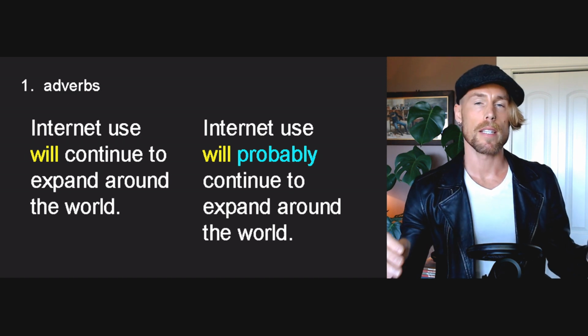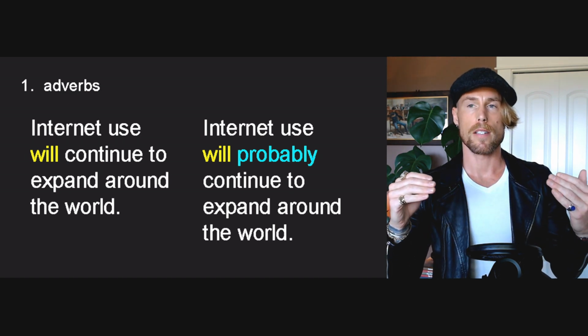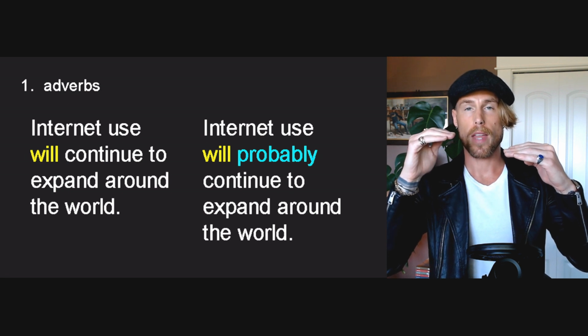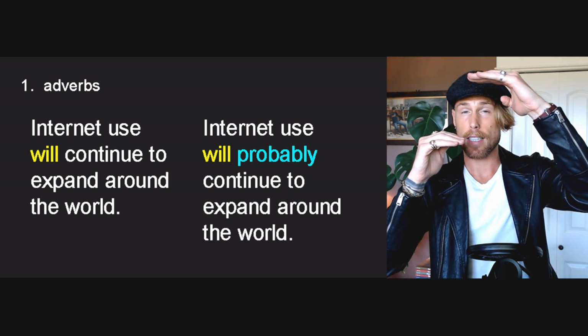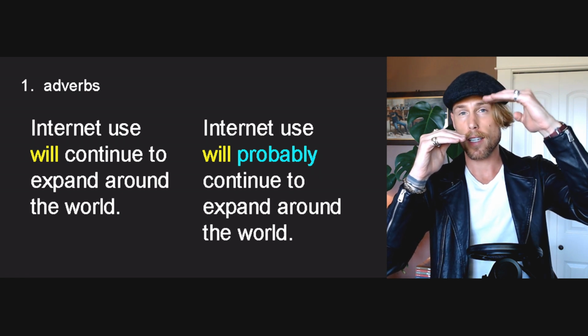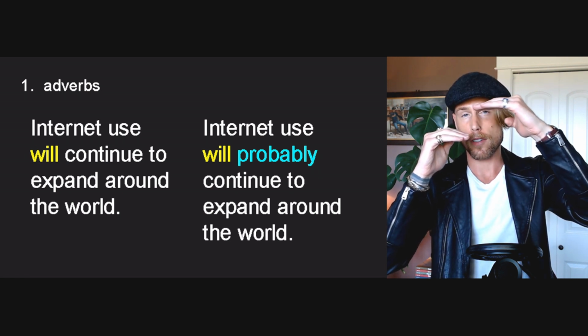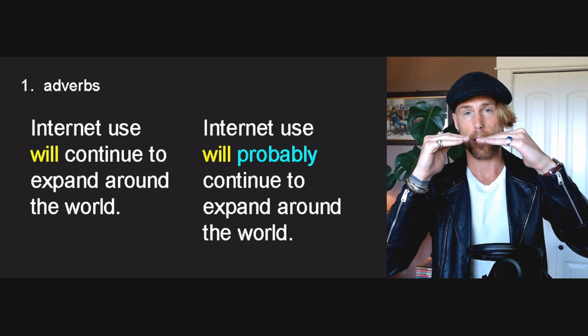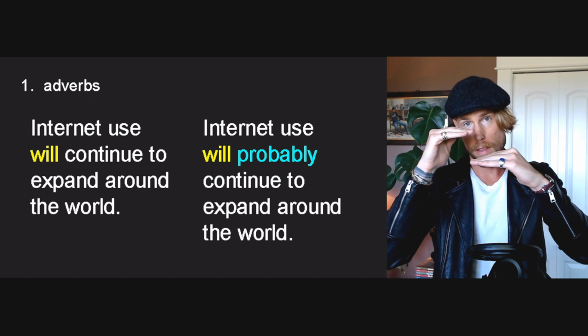And I believe certainly is in between will and definitely. Definitely is 100% certain. Certainly is very close, and then will by itself is a little bit below, and then probably is below that.